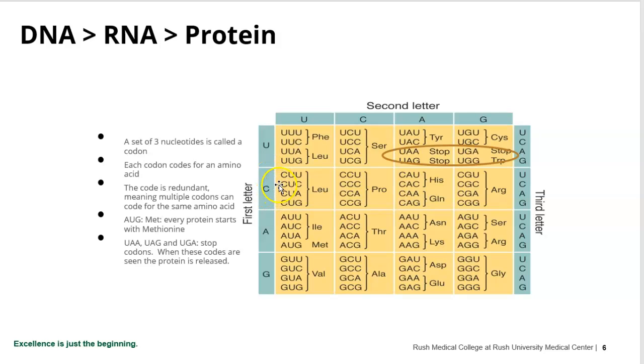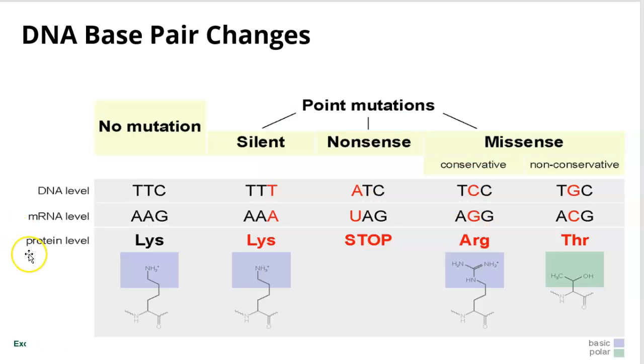Versus, as I said, CUU to CUC, we get a leucine or a leucine. So here's another diagram of this. Here at DNA, it's TTC that puts in an AAG that puts in a lysine. But what if we go from TTC to TTT? So we go from a C to a T, we still put in a lysine. This is known as silent.